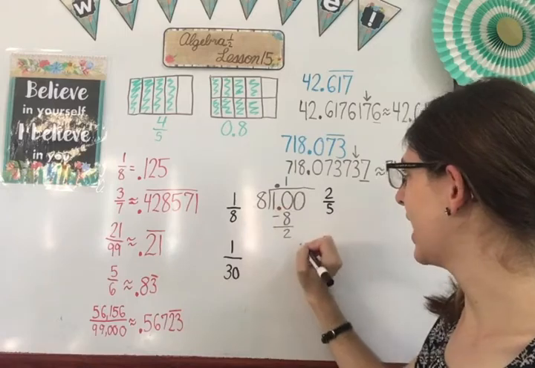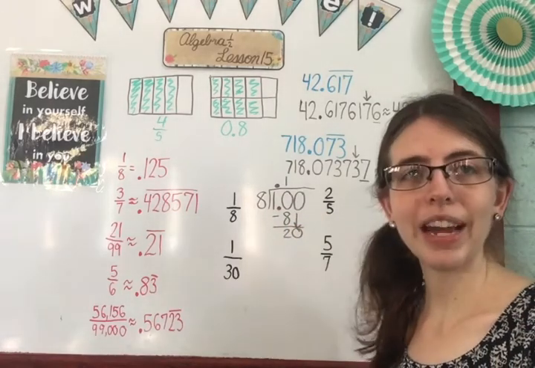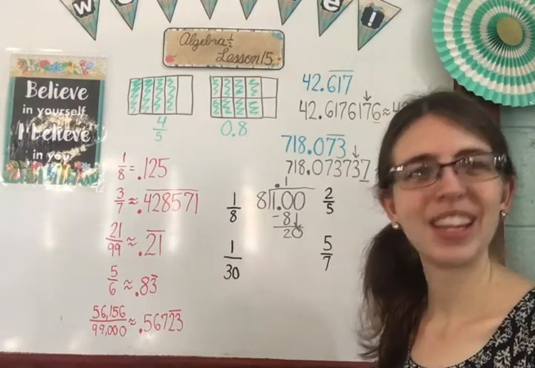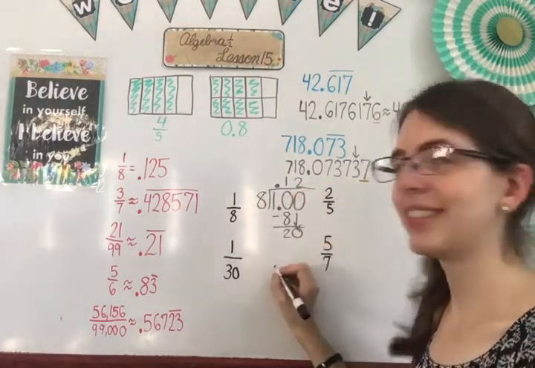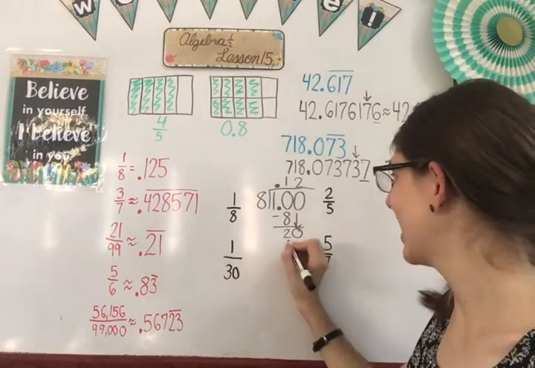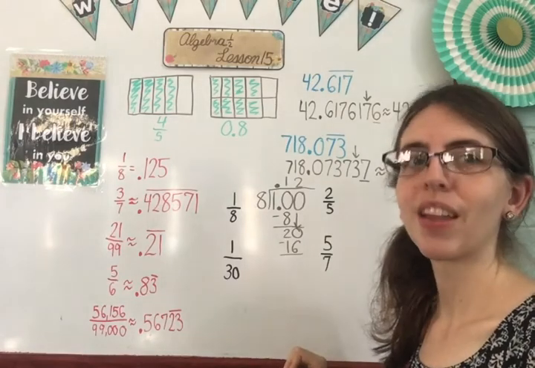2 is less than 8. Bring down my 0. 8 goes into 20 how many times? 2. 2 times 8 is 16. 20 minus 16 is 4.